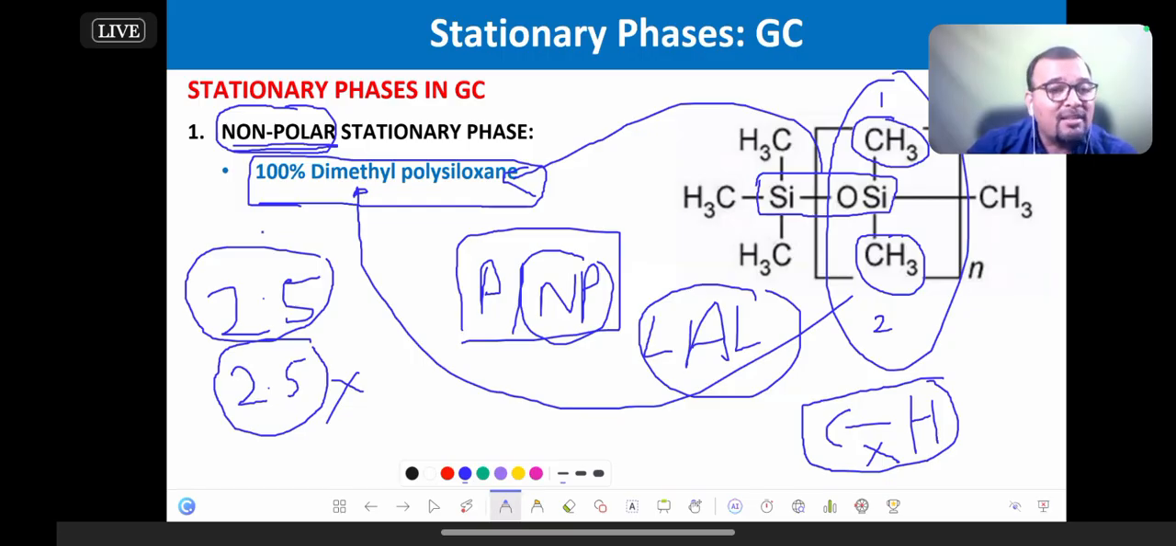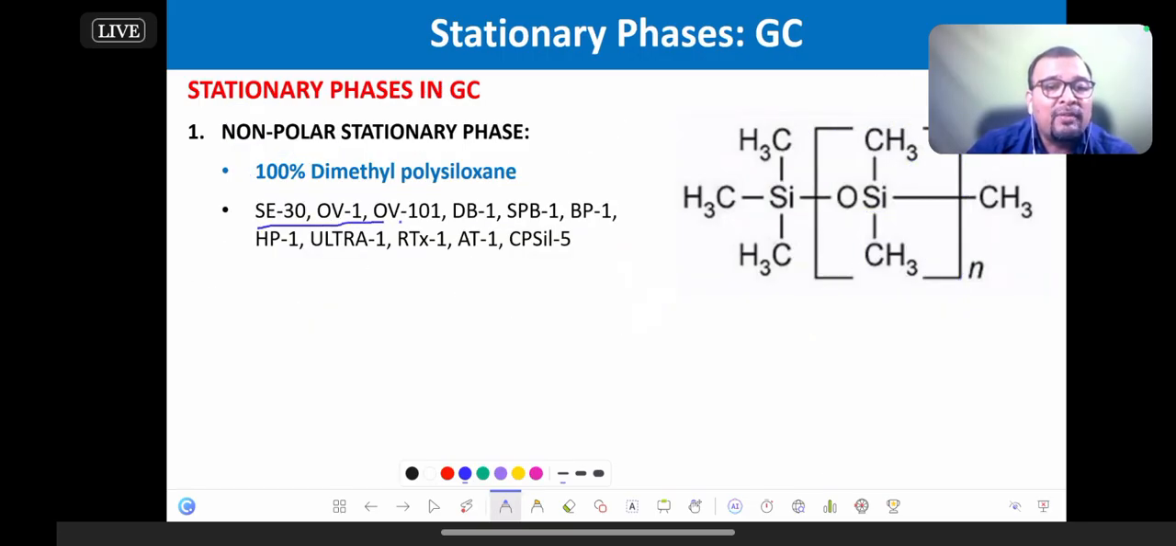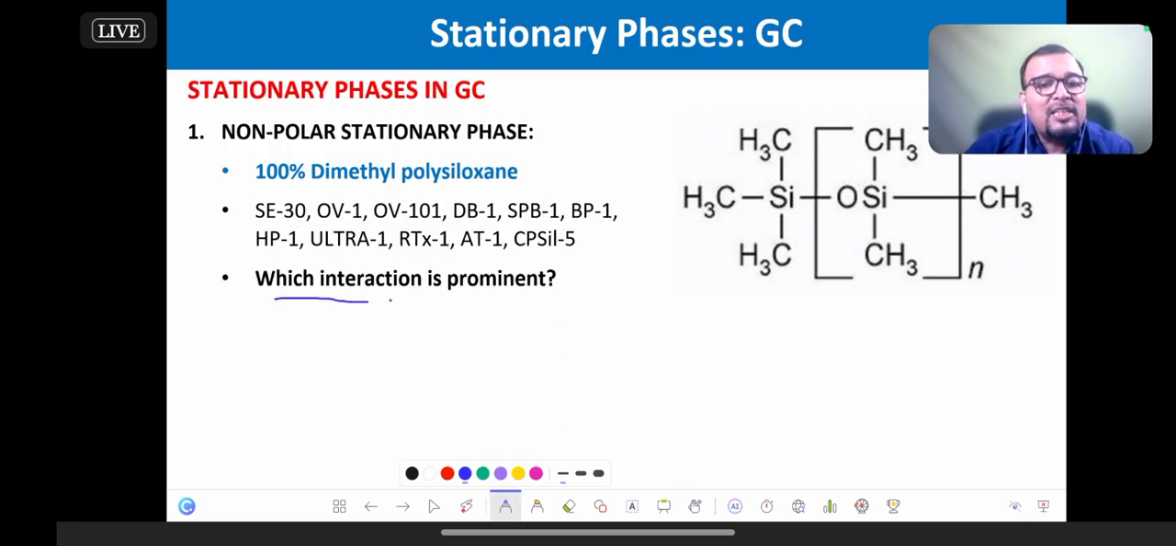So these are the commercial examples like AC30, OV1, OV101, DB1, SBP1, BP1. These are just the different brand names which contain 100% dimethyl polysiloxane. So which interaction is prominent in case of 100% dimethyl polysiloxane? Which interaction is prominent?